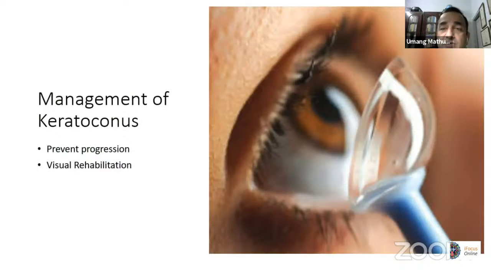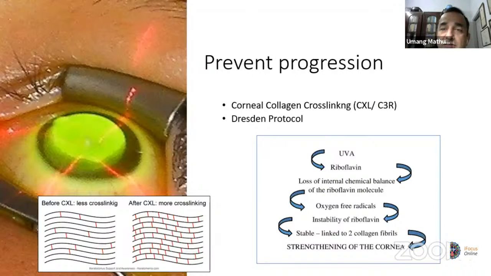On the management, we have two things to look at. One is prevention of progression, and the other is visual rehabilitation. Collagen cross-linking is today very commonly performed, where you have UV radiation and riboflavin mix, where there's release of oxygen radicals, which causes the strengthening of the cornea. So the collagen fibers become more cross-linked.